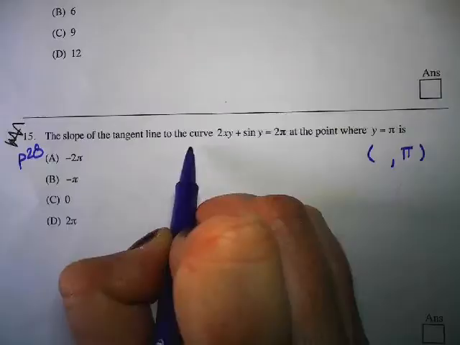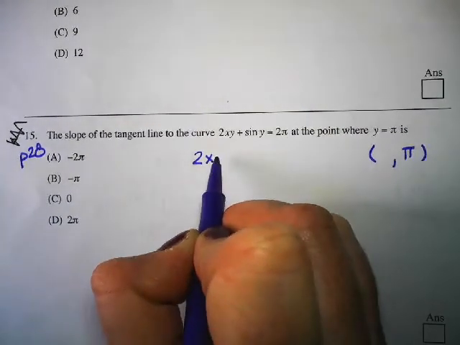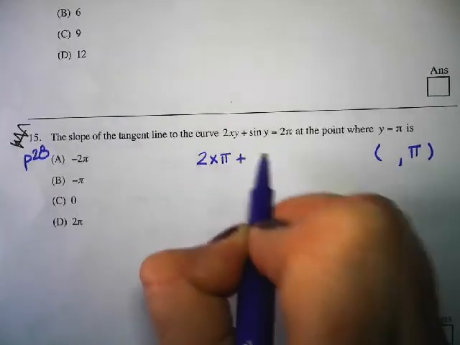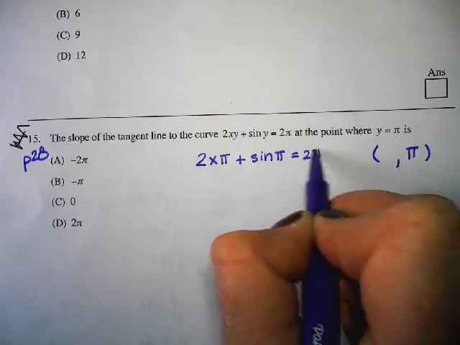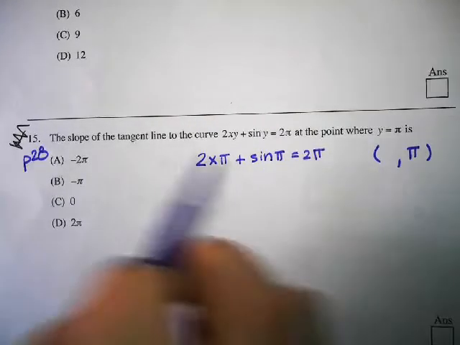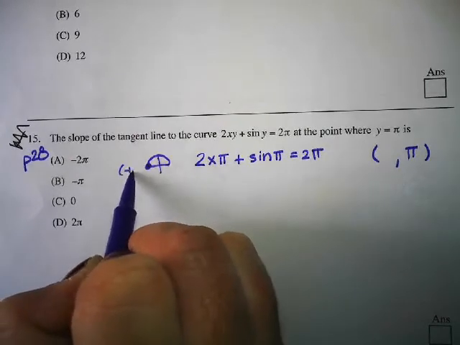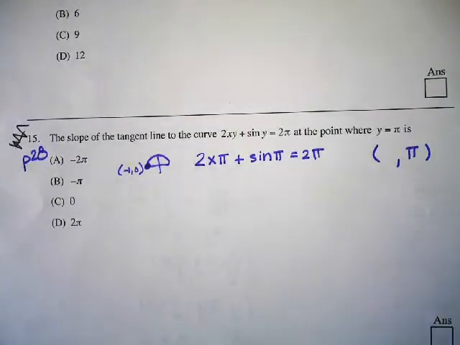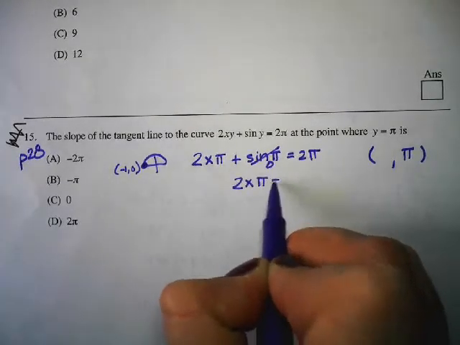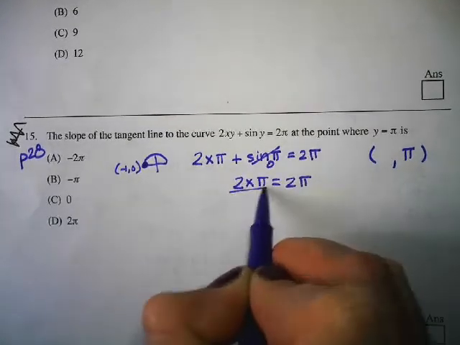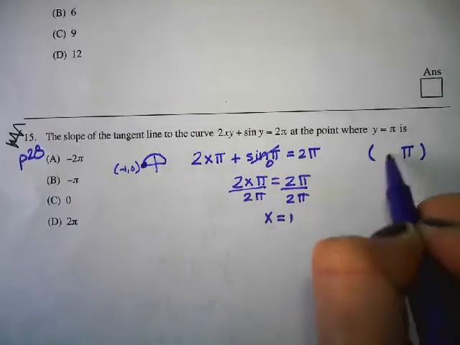So I'm going to go in here, and I'm going to say 2x, and for y I'm going to plug in pi, plus the sine of pi is equal to 2 pi. You have to remember how to find the sine of pi. Remember, pi is over here. Sine is my y coordinate, so it's 0. That's just 0. So I have 2x pi equals 2 pi. If I divide both sides by 2 pi, I get that my x value equals 1.